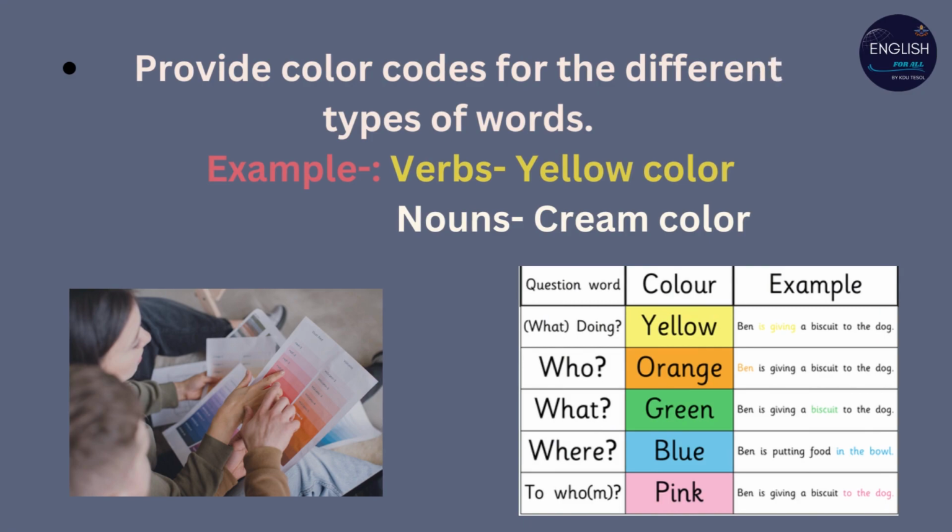Next, teachers can use color codes when giving reading materials. As an example, if there are several sentences, teachers can give different colors to the different forms of words. Verbs in yellow color, nouns in cream color and so forth. Before that, teachers need to introduce those color codes to the learners and make sure not to confuse them. By this, learners can identify the words properly and comprehend the meaning.